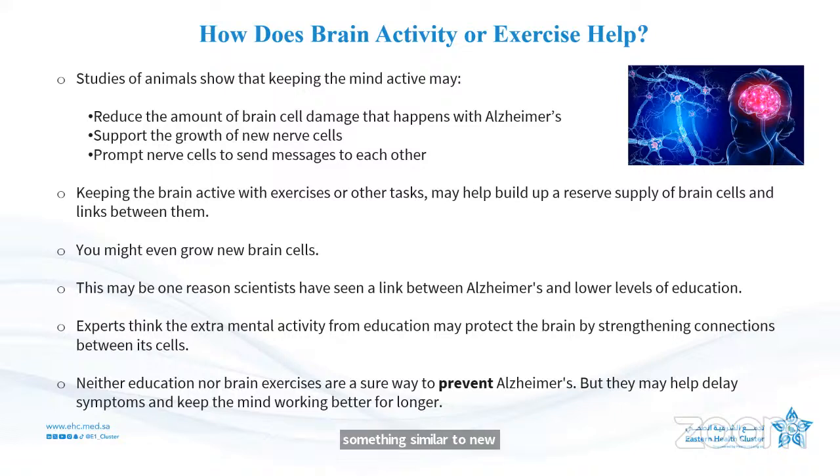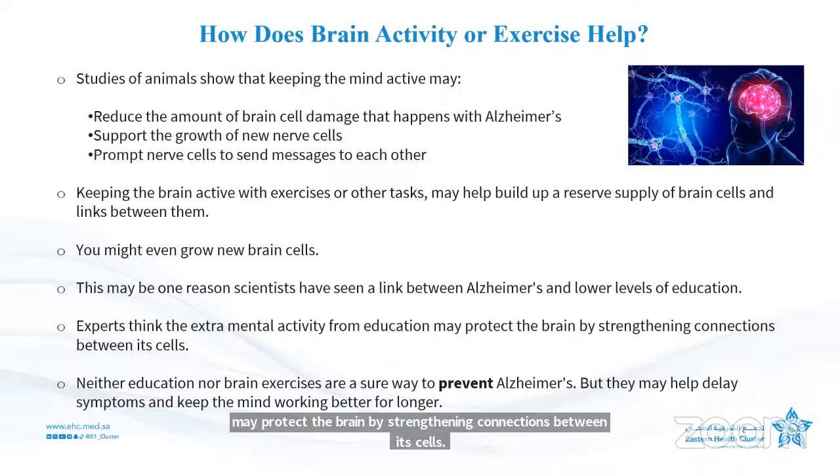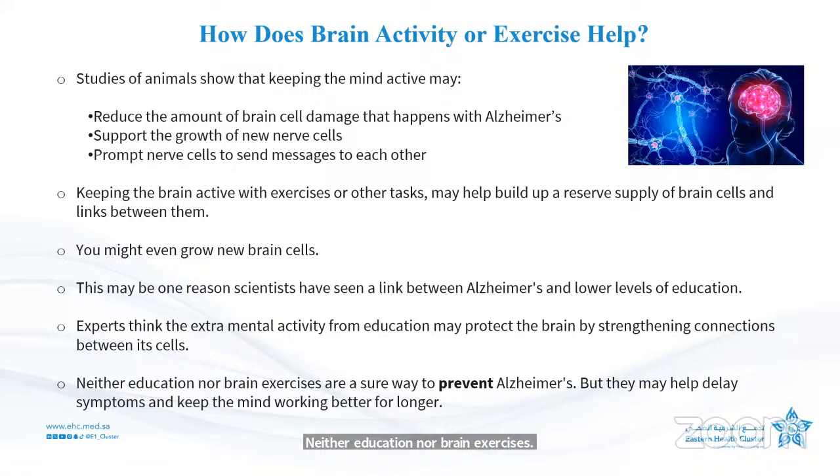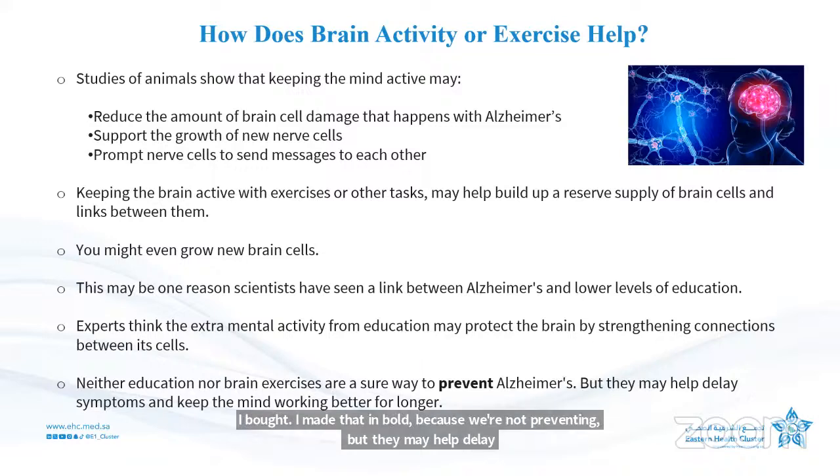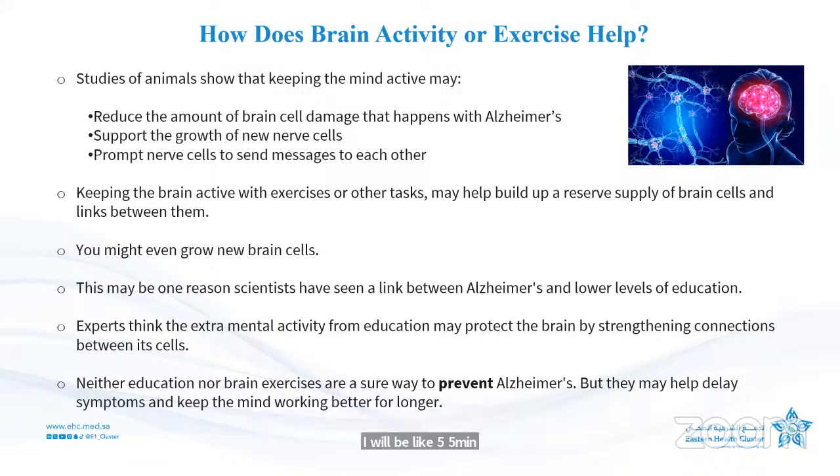to connect. This may be one reason scientists have seen a link between Alzheimer's and lower levels of education. Experts think the extra mental activity from education may protect the brain by strengthening connections between its cells. Neither education nor brain exercises are a sure way to prevent Alzheimer's. And I made that in bold because we're not preventing, but they may help delay symptoms and keep the mind working better for longer.